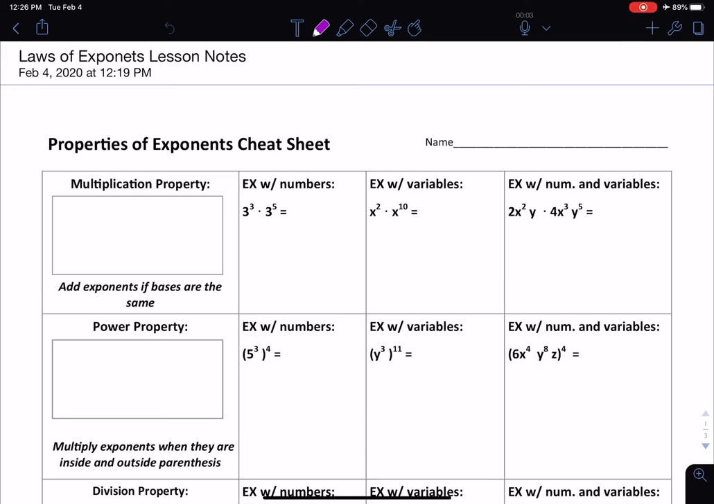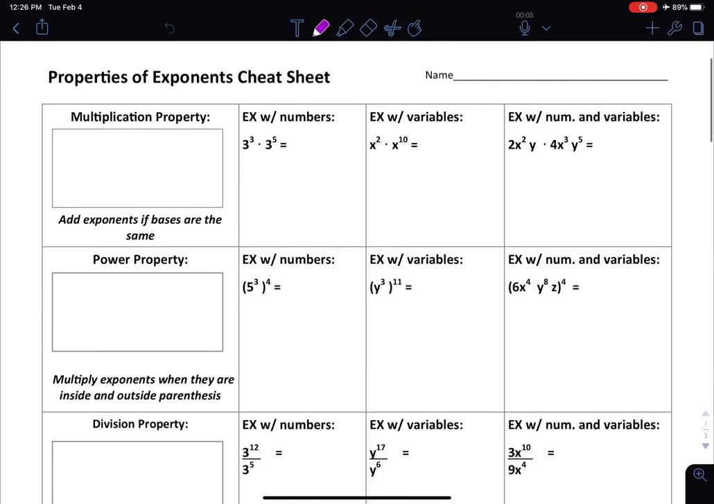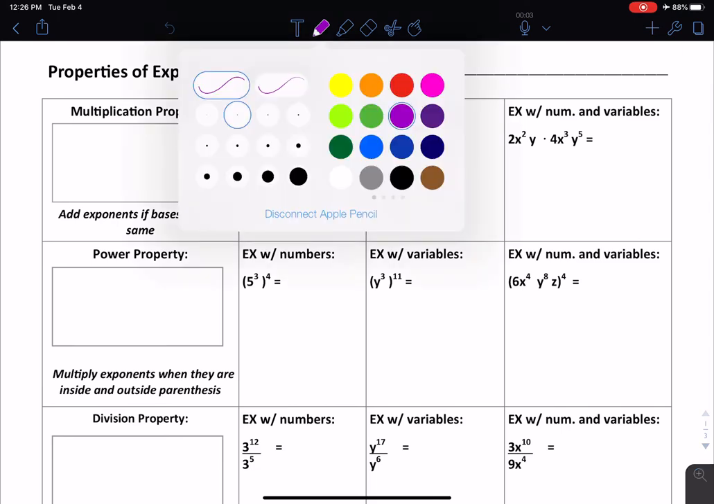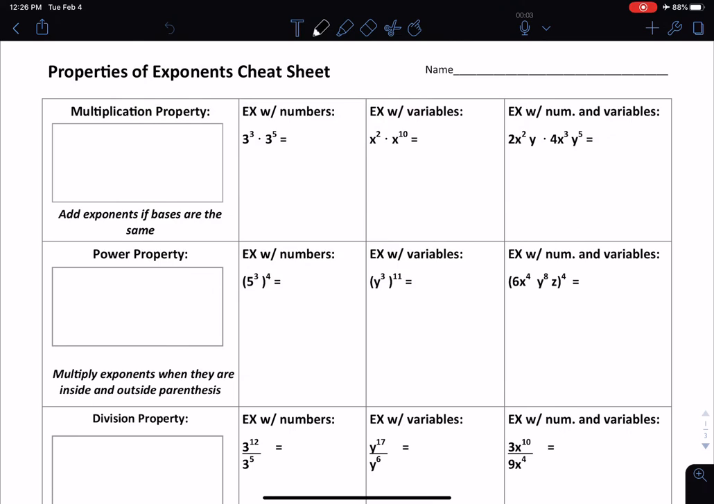Okay, today's notes are going to be over the laws of exponents. So on the first one, we're going to talk about the multiplication property. So for our first example, I have 3 cubed times 3 to the 5th power.